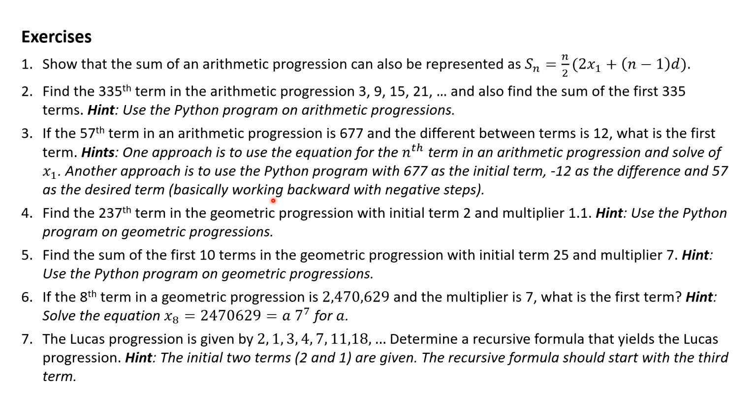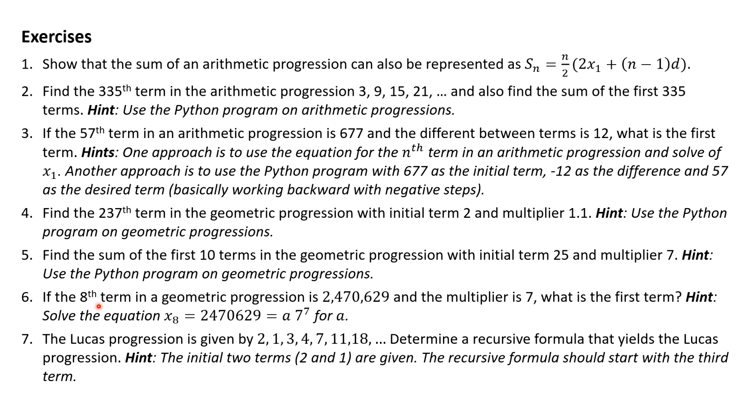The next problem, find the 237th term in the geometric progression with an initial term of 2 and multiplier 1 by 1. And the hint is to use the Python program I provided on geometric progressions. Then the next one is find the sum of the first 10 terms in the geometric progression with initial term 25 and multiplier 7. And you can also do that with our program on geometric progressions.